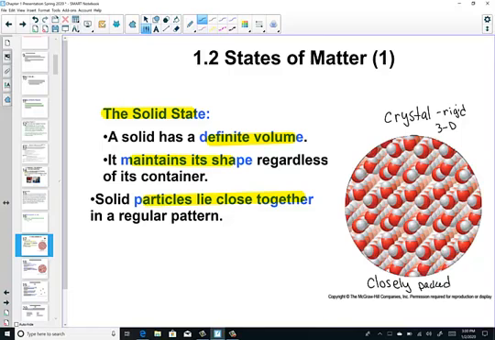Therefore, solids have a definite volume. And it maintains its shape no matter what I do to it. If I place it in a different container, think of an ice cube. If I take an ice cube and place it into a container, the shape has stayed the same. And we know that's not true for liquids and gases. So just thinking at the molecular level, solid states: very packed together, very organized, and very rigid in their structure.